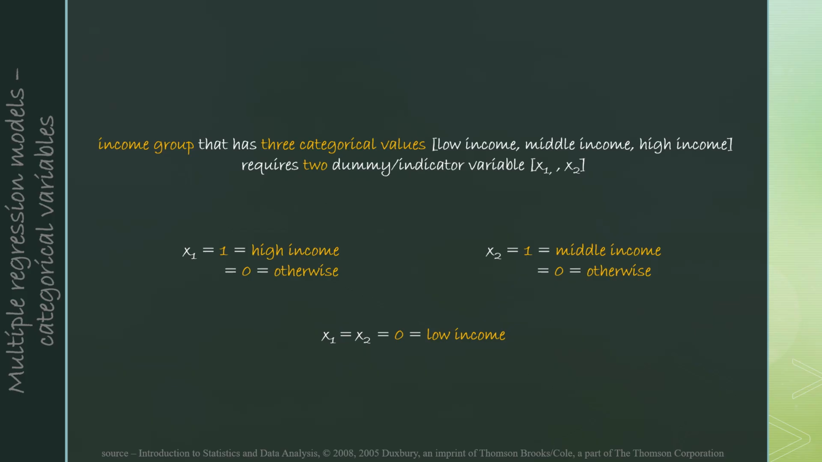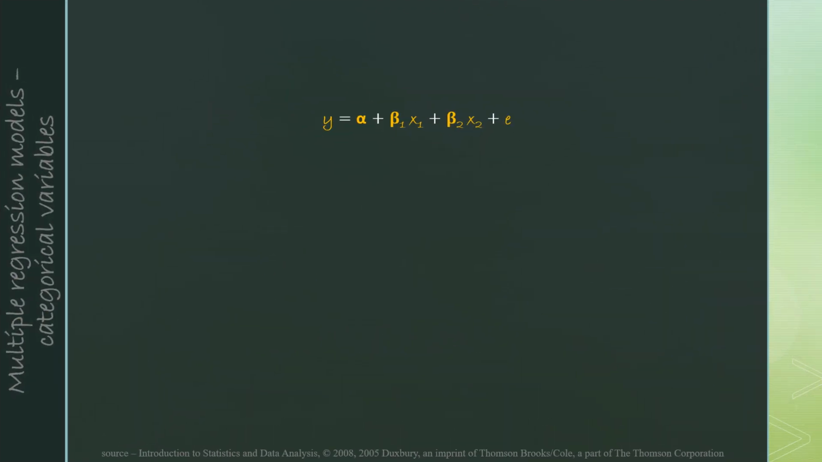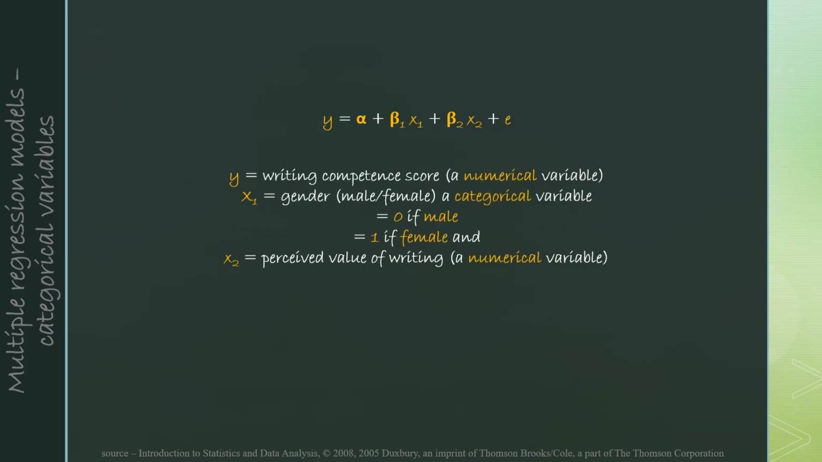Let's understand the influence of the categorical variables in a multiple regression model using an example. Let's consider a multiple regression model y equals alpha plus beta 1 multiplied by x1 plus beta 2 multiplied by x2 plus e, where y is the writing competence score, a numerical variable, x1 is gender, male or female, a categorical variable, equal to 0 if male, equal to 1 if female, and x2 is perceived value of writing, a numerical variable.